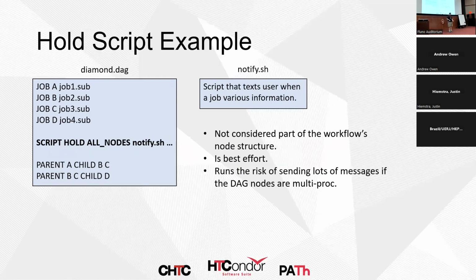And the last example I have here is a hold script. Maybe when my job goes on hold, I just get a text message. Like I said, these aren't part of the node structure. They're best effort. If they fail, cool, whatever, but it'd be nice. This does have risks, especially in this case. So I use this nifty little keyword, all nodes. So this hold script applies to every single node in the DAG. But this runs into a risk of if all the jobs go on hold, I get 4 text messages. But what if they're all multi-proc jobs? What if each one of those nodes has 100 jobs for some reason and they all go on hold? That's 400 text messages. That's a lot.